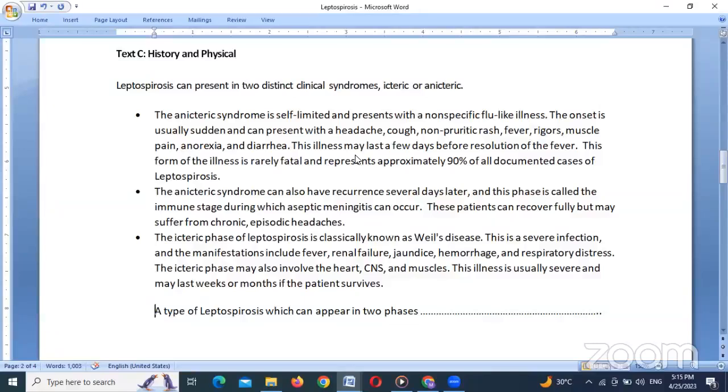No, that is the wrong answer. Most of you have given the wrong answer. I'm not asking the classification of leptospirosis. I'm asking a specific type of leptospirosis that can appear in two phases. Leptospirosis itself can appear as icteric and anicteric, that is okay. But here I am asking about a type of leptospirosis, not leptospirosis itself. Most of you have given the wrong answer, okay?